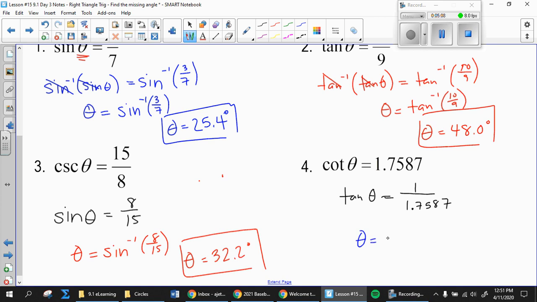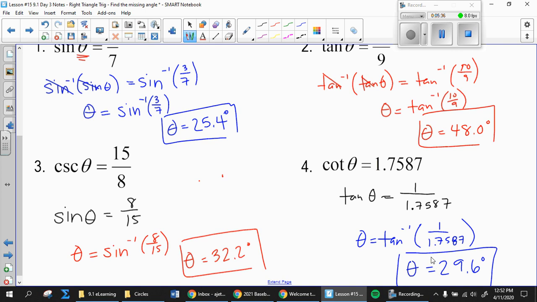So inverse tangent of this fraction, 1 over 1.7587. Simply type that into our calculator. Inverse tangent of 1 over 1.7587, and we get 29.6. Again, we're finding an angle. We're doing it in degrees.